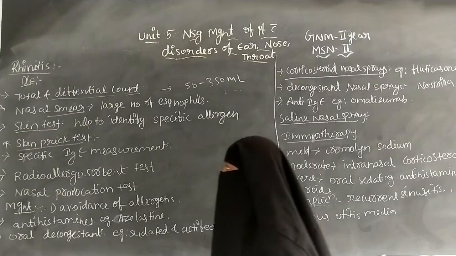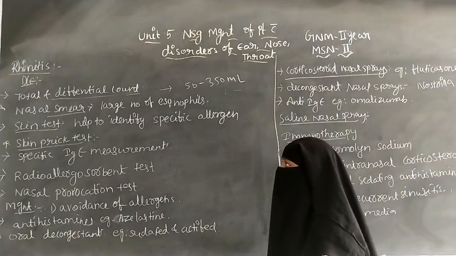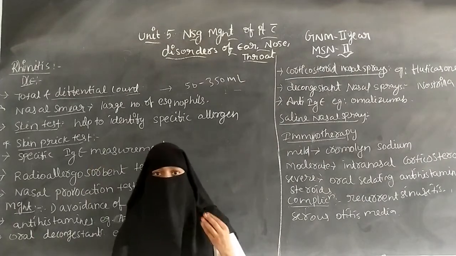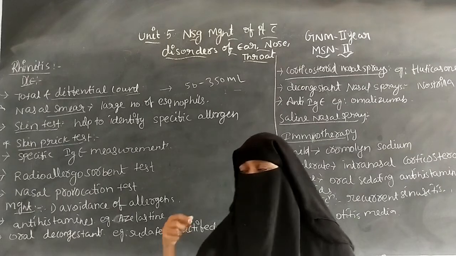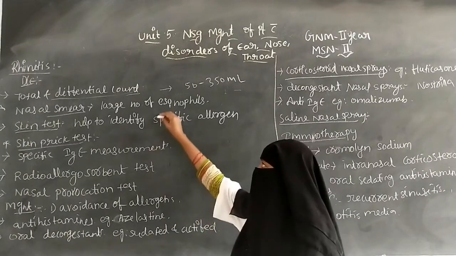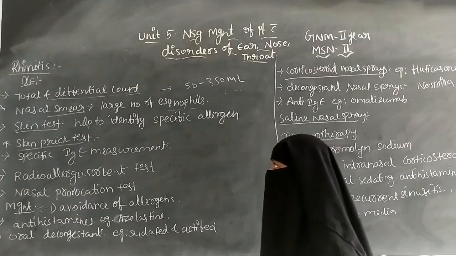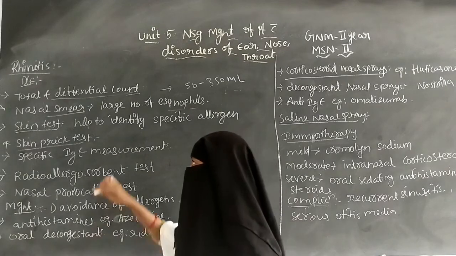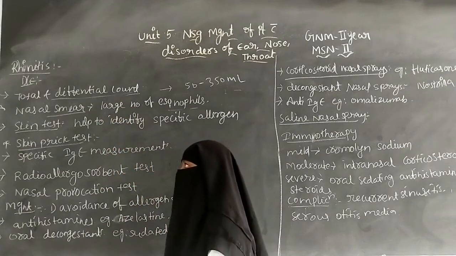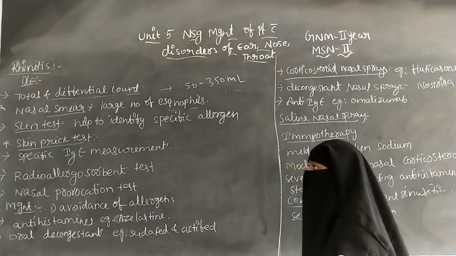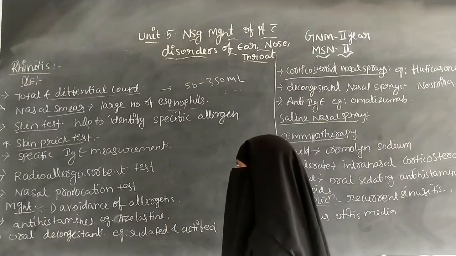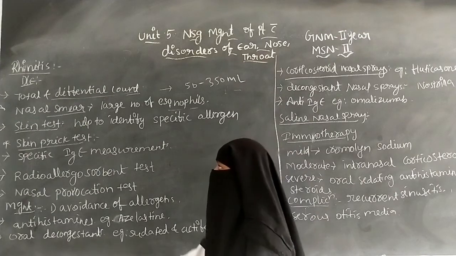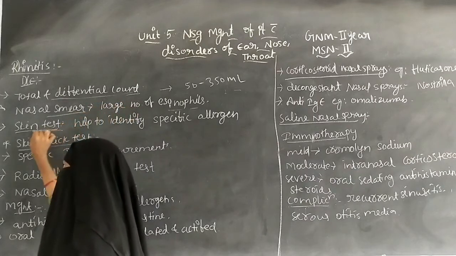The nasal smear can be used to know the eosinophil count. A smear should be collected from the nose and sent to the lab to find any large number of eosinophils. If there is an increased eosinophil count, there is a chance of having rhinitis. So the nasal smear helps to know the large number of eosinophils. The next one is the skin test.